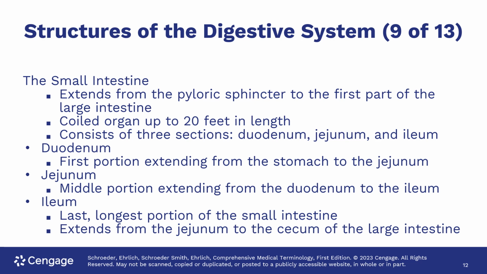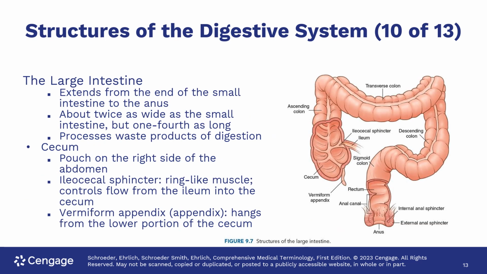The small intestines start at the pyloric sphincter and end at the beginning of the large intestines, and can measure up to 20 feet in length. There are 3 sections. The duodenum is the first part. The middle portion is the jejunum, and the ileum is the last and longest part.